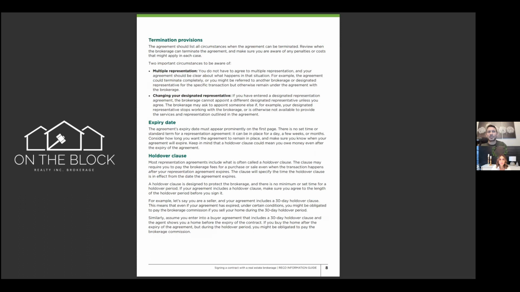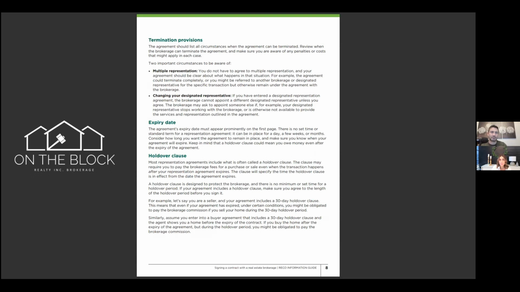The representation agreement must also have clear termination provisions provided. The circumstances that could lead to termination must be detailed, as well as how the termination process would work, inclusive of any potential costs or penalties. Two specific situations should be addressed with respect to the appropriate circumstances that would follow.